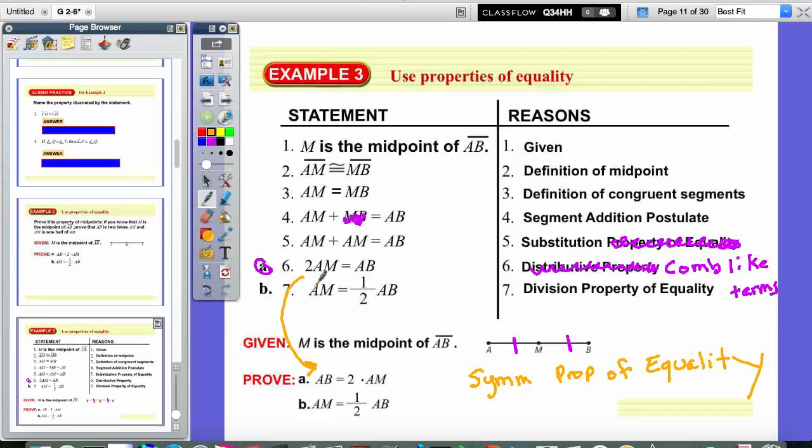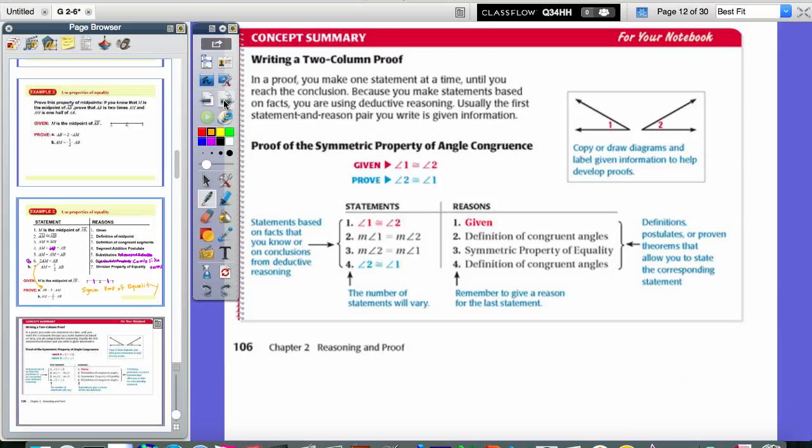after that, they said, what if we take it a step further, and after symmetric property of equality, we wanted you to end up with AM equals 1/2 of AB. In this case, you're dividing both sides by 2, so you have the division property of equality. So as you kind of see, writing a 2-column proof is a process.